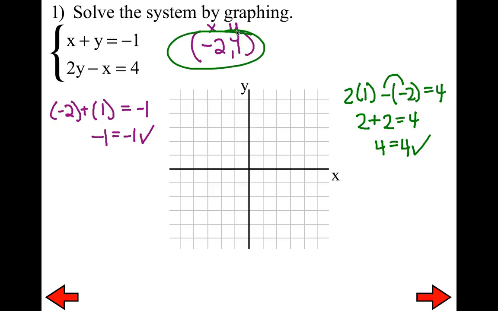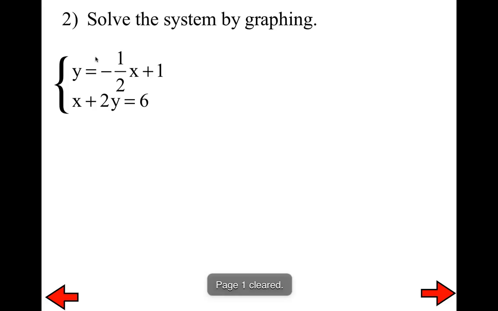Now, one thing to consider is what this solution represents. This is the only solution that will leave true statements in both equations. So this is the only one, okay? So now what I would like you to do is go ahead and pause the video and try number 2 on your own.